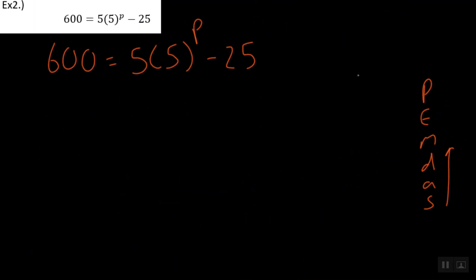Okay, let's take a look at example 2. Here we have 600 is equal to 5 times 5 raised to the power of p, minus 25. Since our variable is in the exponent, this is what makes it an exponential equation. Now let's label all the things that we know. We have multiplication, let's star that right there. We have that p up in the exponent, and of course we have some subtraction. Going from the bottom up, let's get rid of our subtraction first. The opposite of subtraction is, of course, addition, so let's add 25 to both sides.